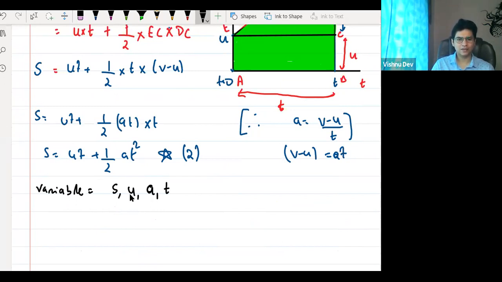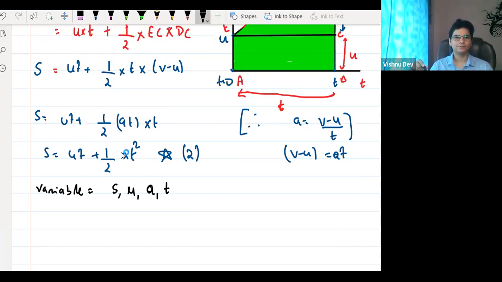This is a. This is not g. This is u. This is not v. This is g. Okay? Clear? So how can the equation be used? Any three would be given, and we are asked to find the fourth one. Linear equation in one variable. Can we do that? Tell me. Linear equation in one variable. Raise your hand.